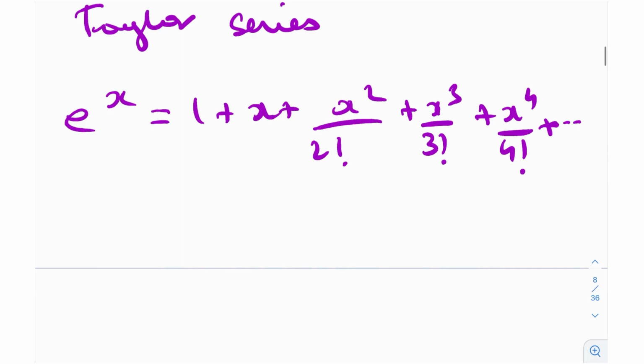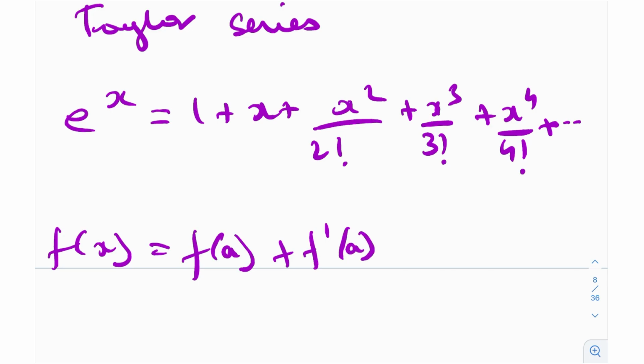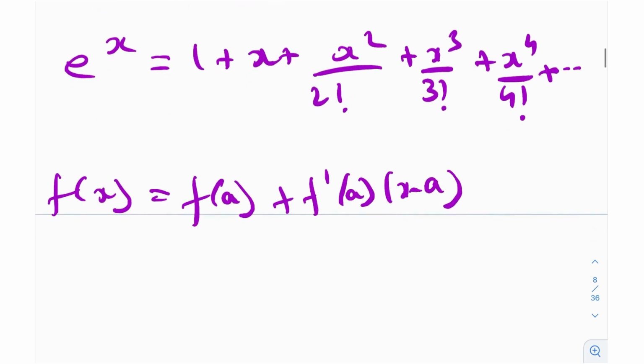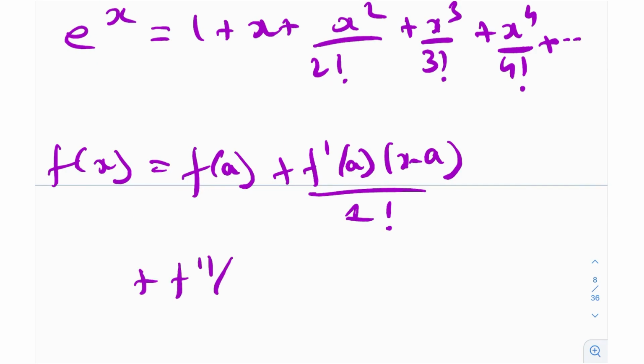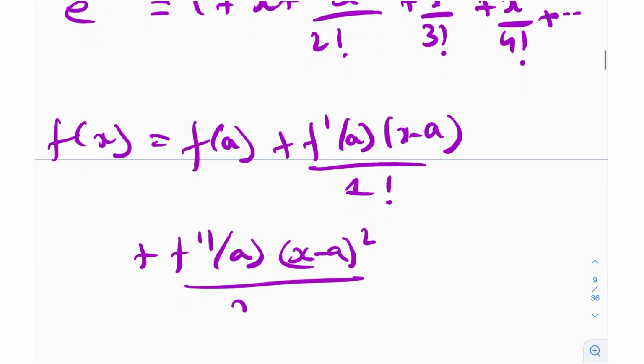This is a very standard formula. So you can find out the Taylor series for any function you want. For any function f, the Taylor series is given by f of x equals f of a plus f prime a times x minus a divided by 1 factorial, which is 1, plus the double derivative at x equal to a times x minus a whole squared divided by 2 factorial. And you can see this pattern is kind of repeating.